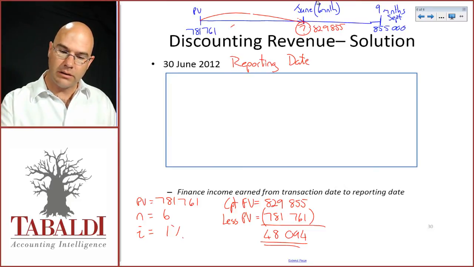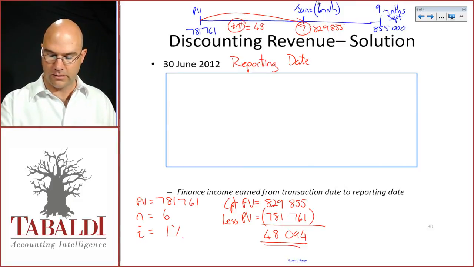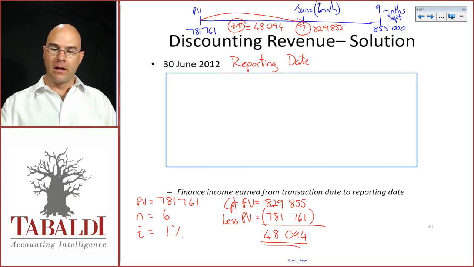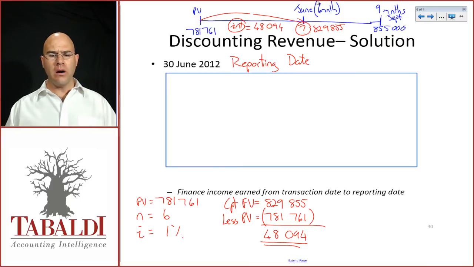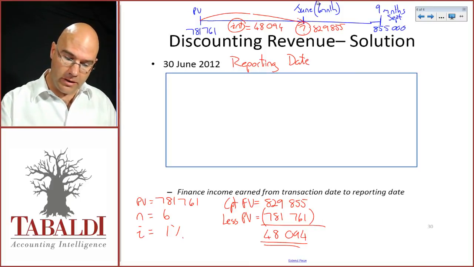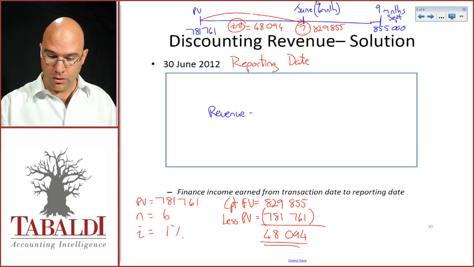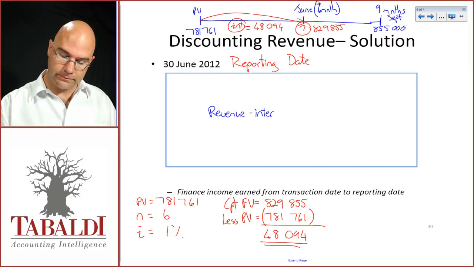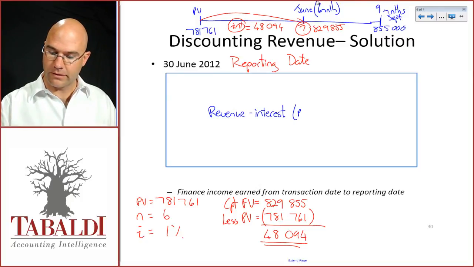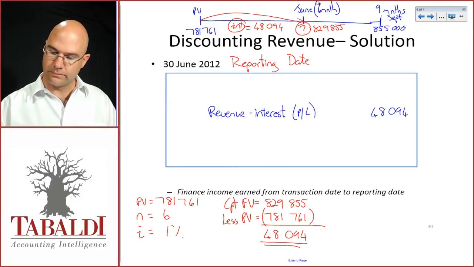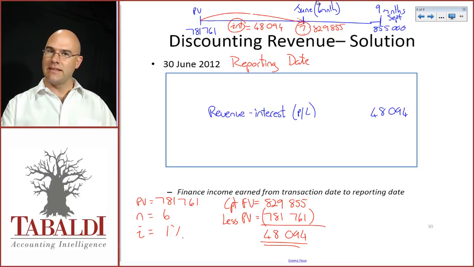So what's the difference between the present value and the future value of 829,855? Well, it must be interest, and that is going to equal 48,094 up until June, 6 months later, please. Okay, so now I need to go and credit revenue or possibly other income with interest in profit or loss. 48,094. The question is, where does the debit go to?